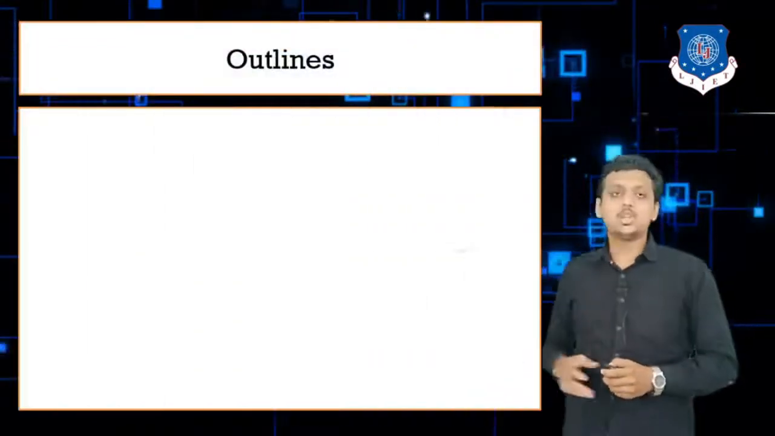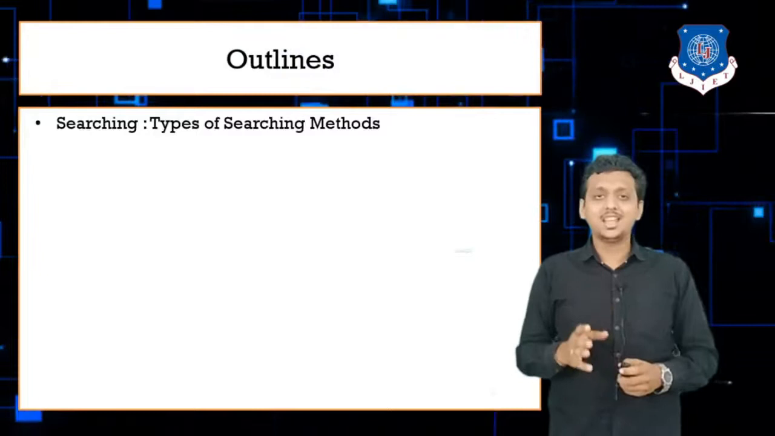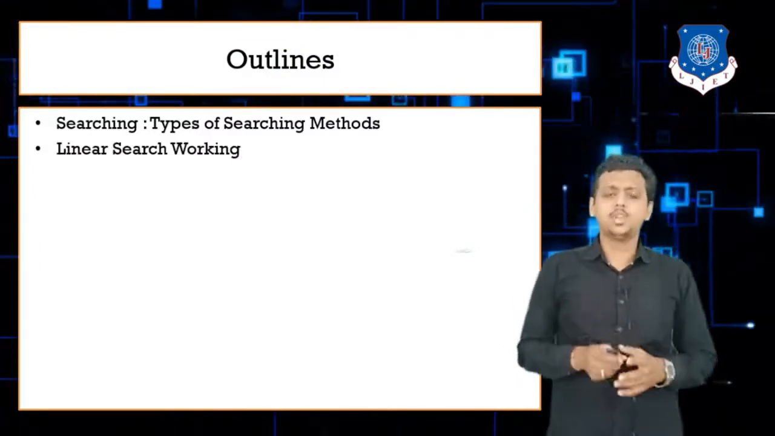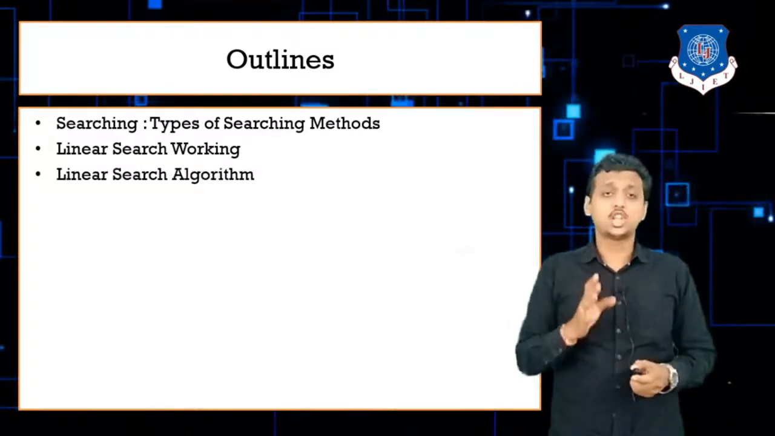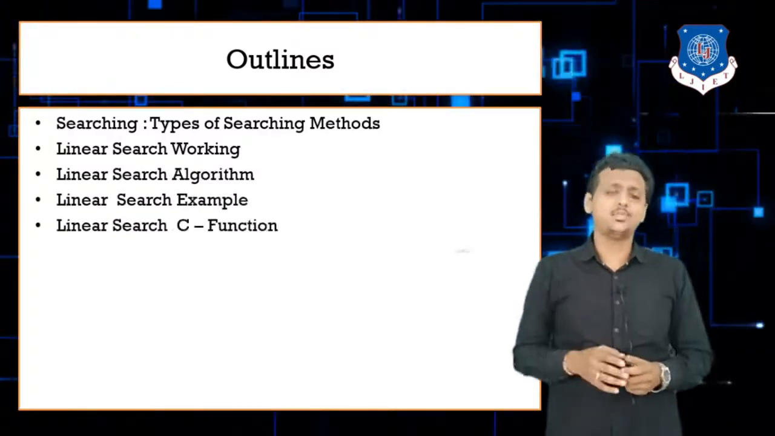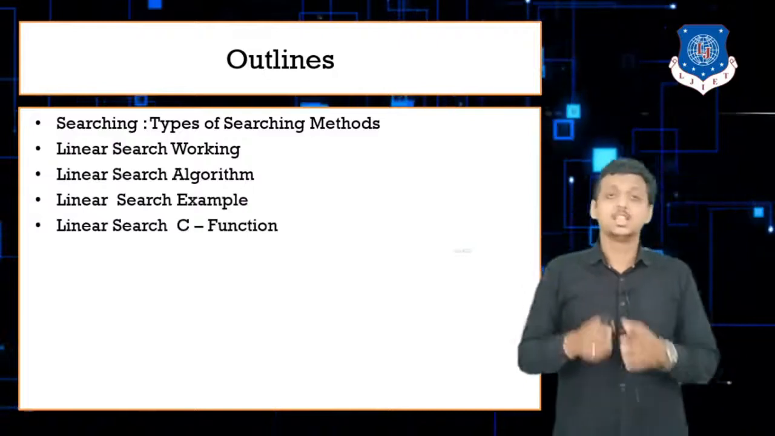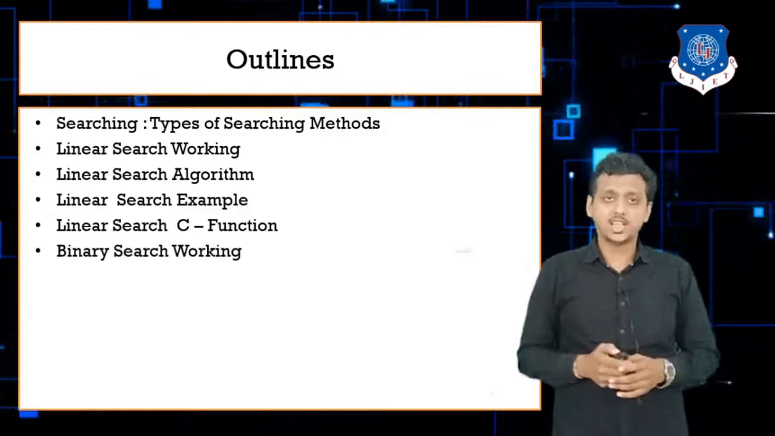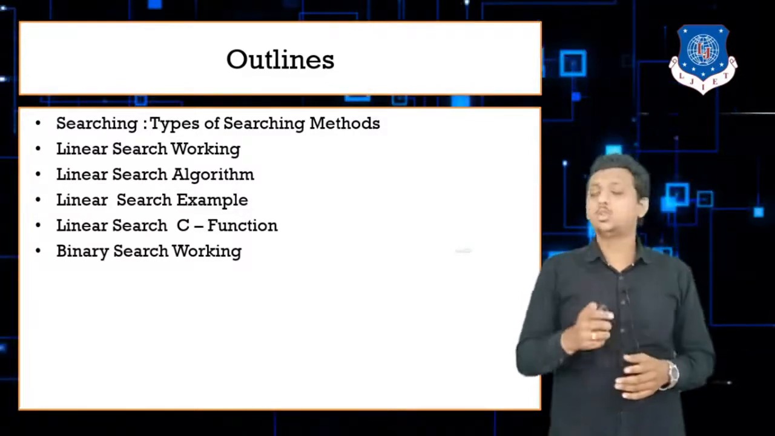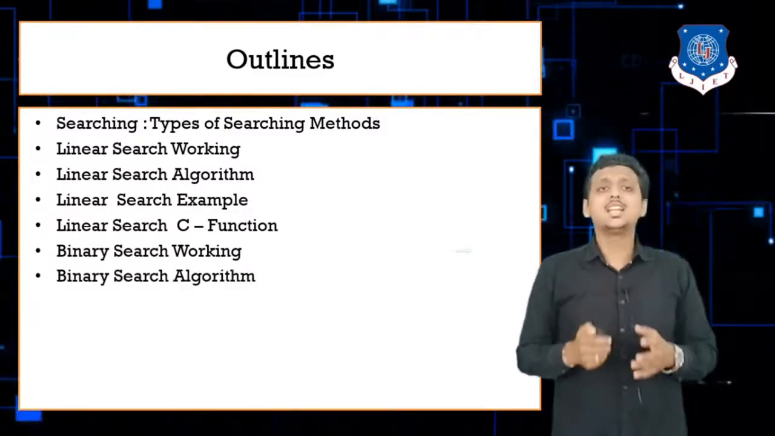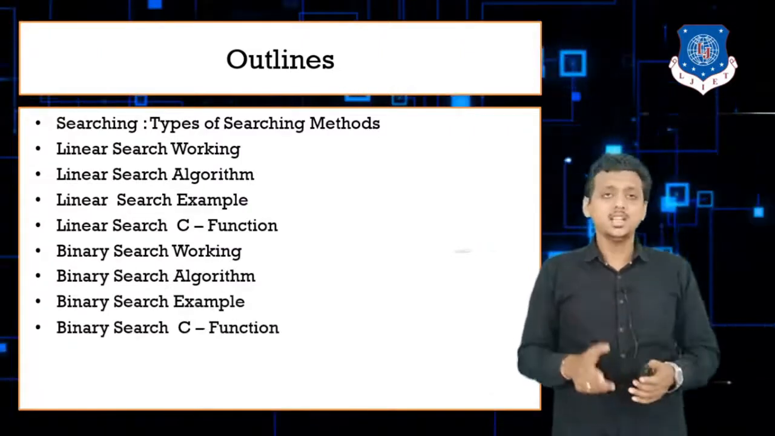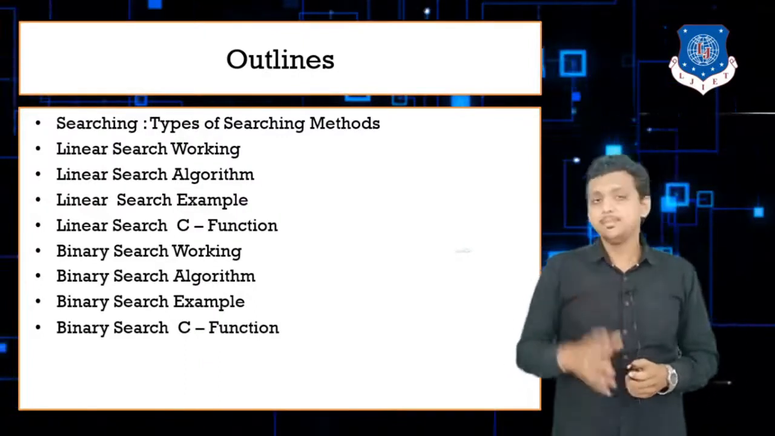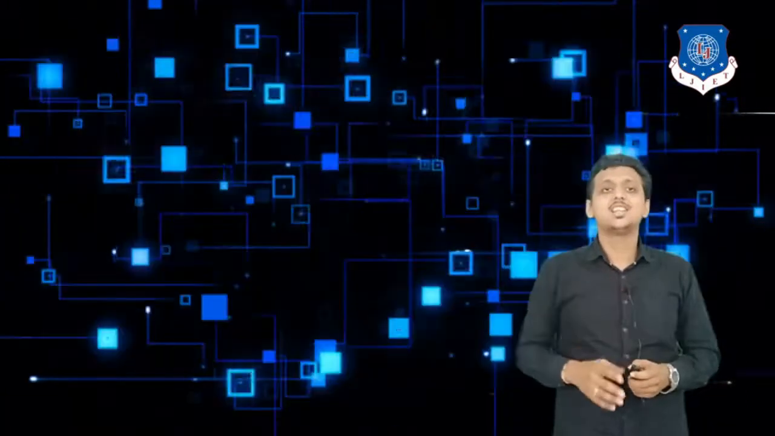Students, today first we are going to see about the searching and the types of the searching methodologies. Then we will see about how it works. Then linear search algorithm, its example and the C function for the linear search methodologies. Next we have binary search technique. Same as the linear search, we are going to see about the binary search working, its algorithm, example and the C function for the binary search. So let's not waste more time, start with the first technique, that is searching.